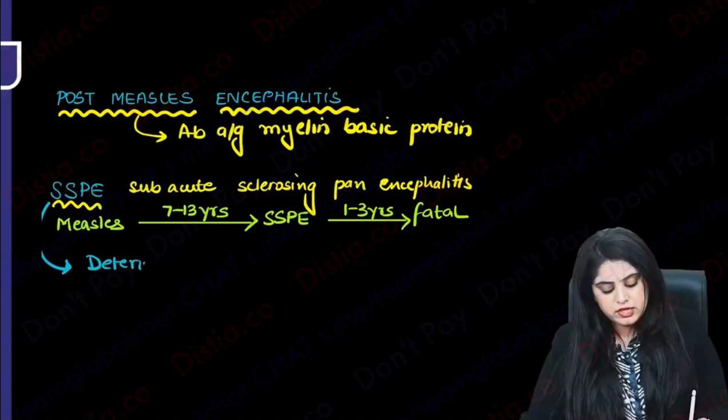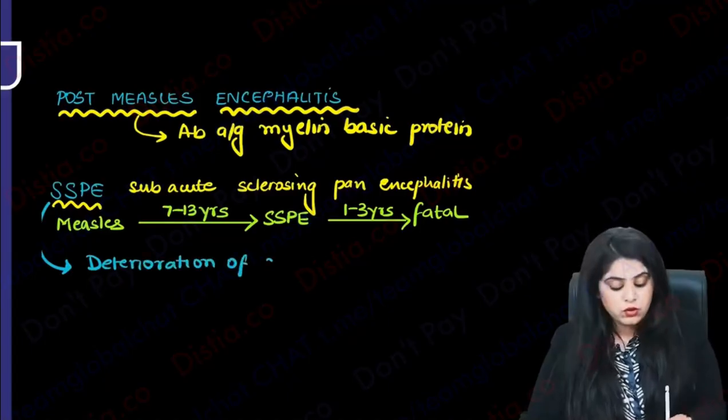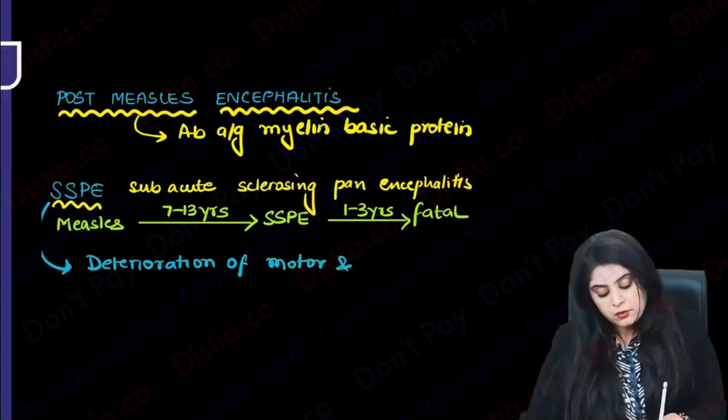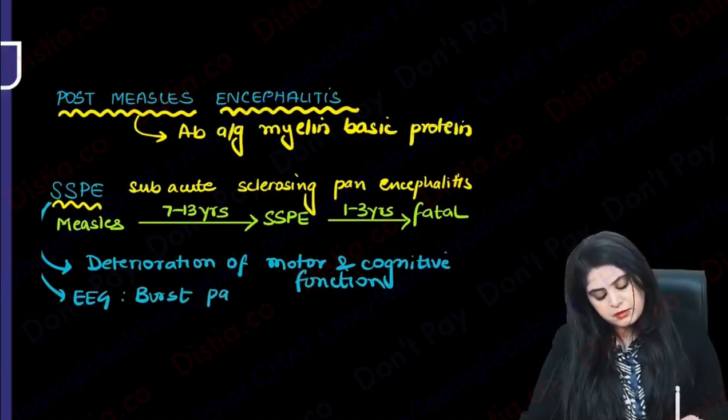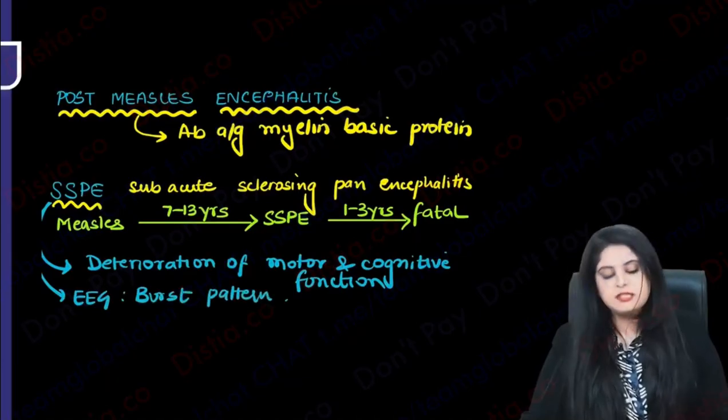So what all is going to get deteriorated? There is deterioration of motor functions also, cognitive functions also. Motor and cognitive functions both are affected. And now that you've done medicine, please tell me, if you do an EEG in an SSPE, what is the pattern that you obtain? You obtain the burst pattern. The burst pattern is obtained over here.